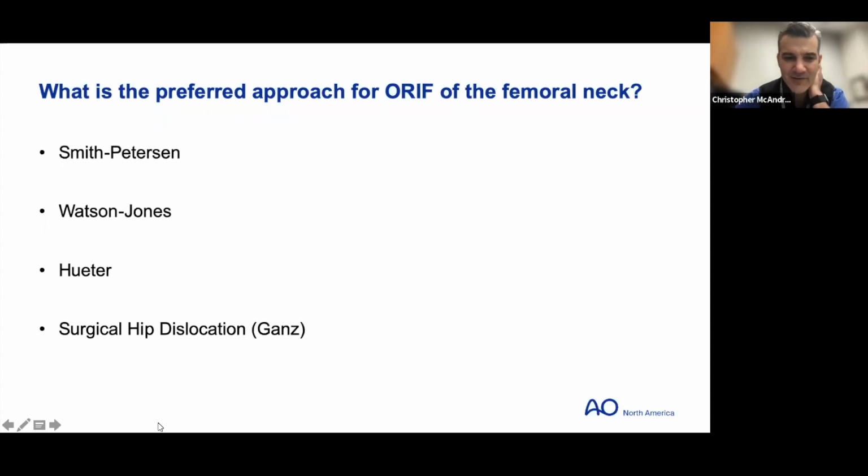It is a little bit of an attempt at a trick question in some ways, because I think the Smith-Petersen and the Hueter, or however you want to say that, go quite closely together, and that's a whole other talk too. But the Watson-Jones, certainly a little bit more of the old guard. We'll talk about using the Watson-Jones. Throw the surgical hip dislocation out for femoral necks.